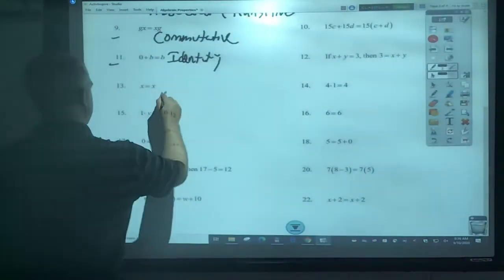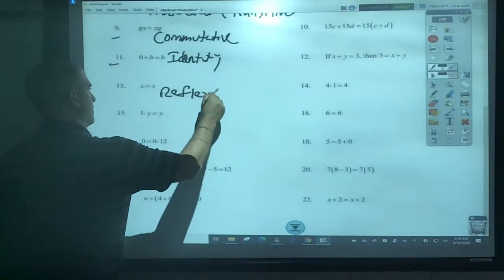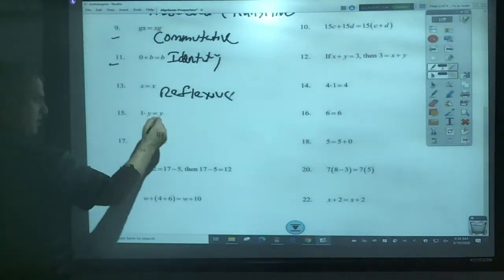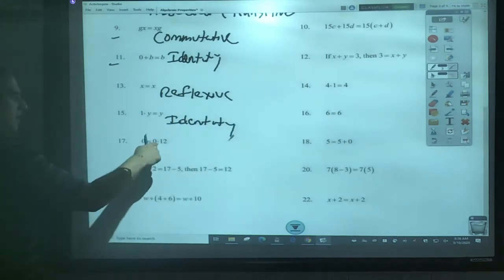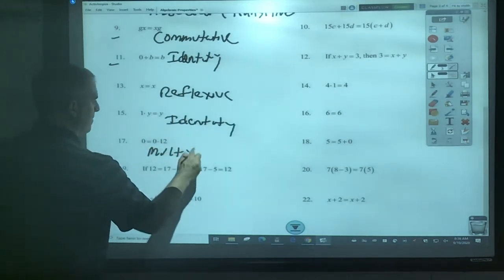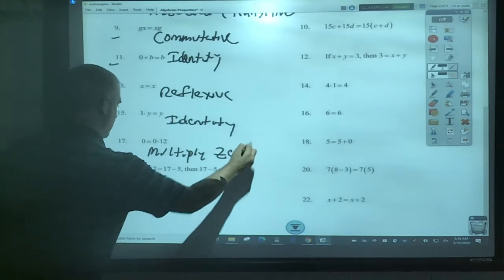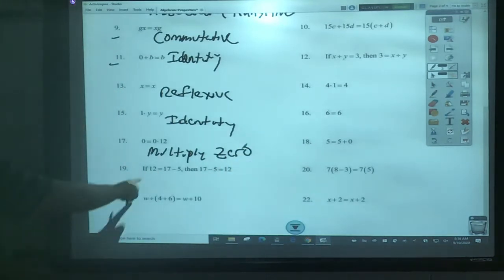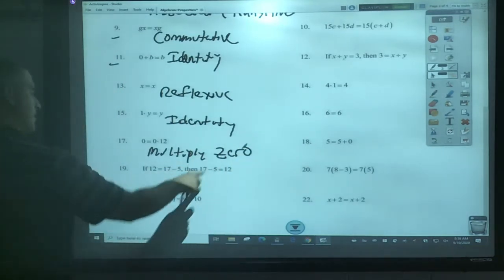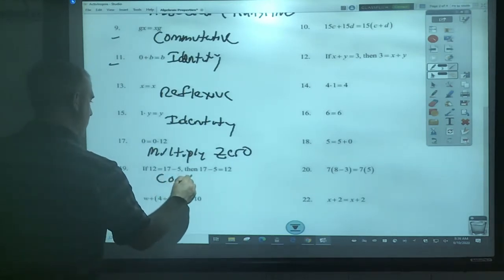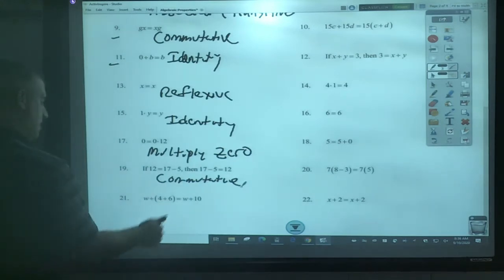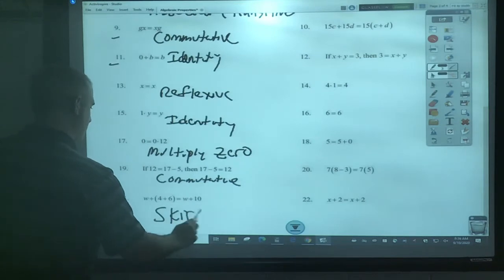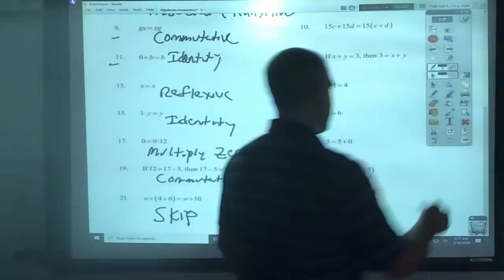Unpause. This is reflexive. Same on both sides. This is an identity. It's just itself. A multiplication of 0 property. If this equals this, then this equals this. This is a commutative property. This flips around. This one, we're going to go ahead and skip. Don't worry about that one. You don't have to do that one yet.